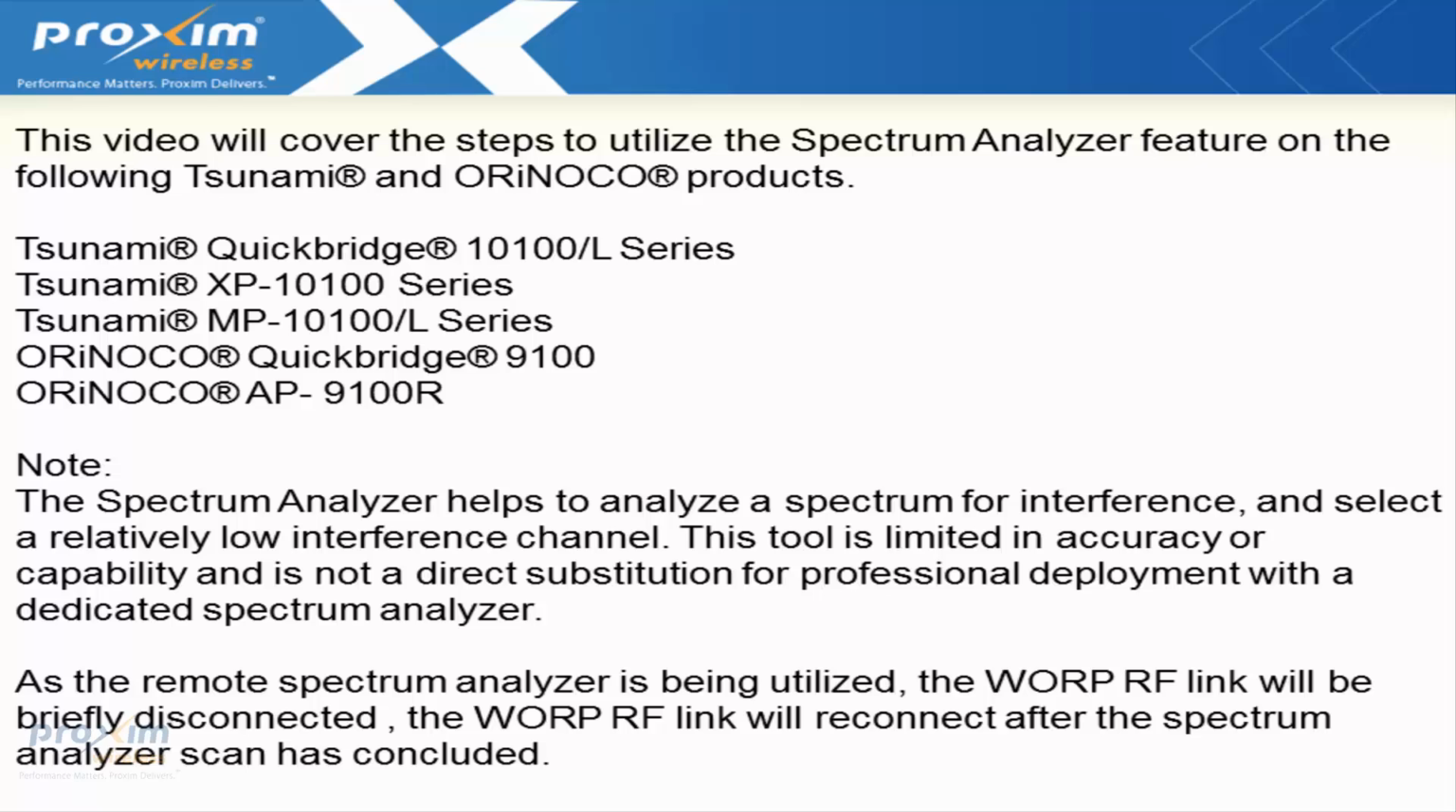Another brief note, as the remote spectrum analyzer is being utilized, the WORP RF link will be briefly disconnected. The WORP RF link will reconnect after the spectrum analyzer scan has concluded. So if you're running the spectrum analyzer on the QuickBridge B side or on the XP SU radio, the link is going to drop. After it's finished, it's going to go ahead and reconnect. This is only going to be on the 5 gigahertz side, and the 2.4 gigahertz side is going to be unaffected.